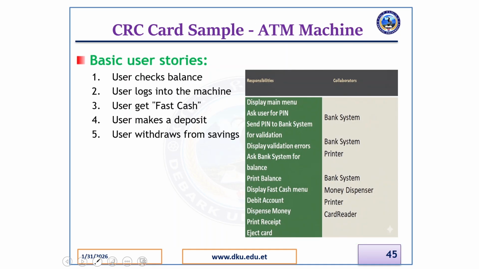This is also another CRC card sample example for an ATM machine. Here there will be a class, here a responsibility, and here a collaborator. So the basic user stories are: user checks the balance, user logs into the machine, user gets fast cash, user makes a deposit, user withdraws from the savings.